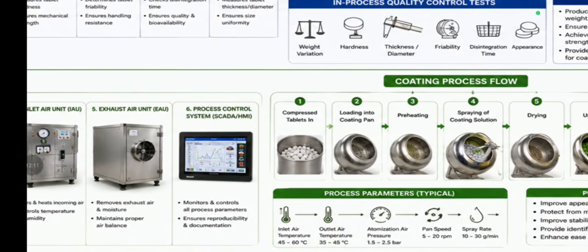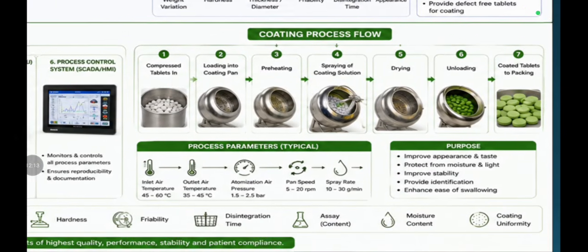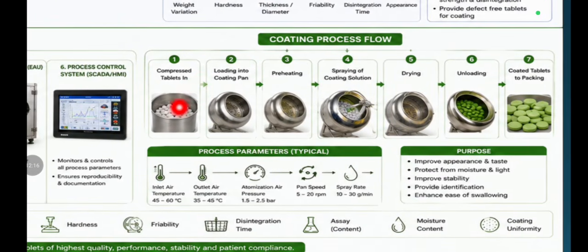Again, this is the process for coating. First of all, we receive the tablets from the compression department after approval of the IPC test. Then they go into the coating pan. Then we preheat the pan, spray the coating solution uniformly, dry the tablets, and unload the coated tablets to be shifted to packaging.